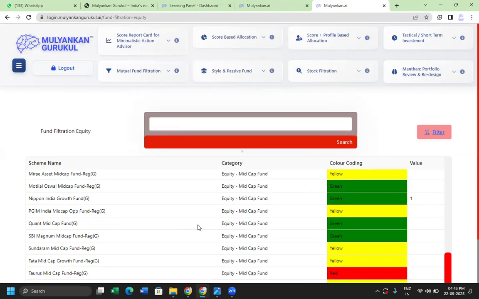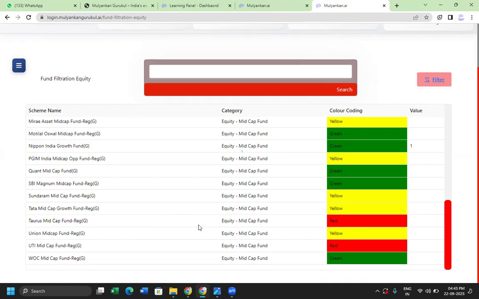This is an improvised version of a portfolio review tool. Till date, whatever portfolio review tool has been made was telling you to switch the fund from here and there. But if the mid and small cap score is very attractive, then why switch the fund? You're getting my point, sir.